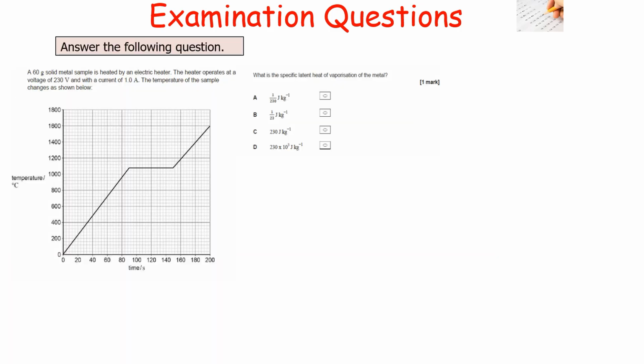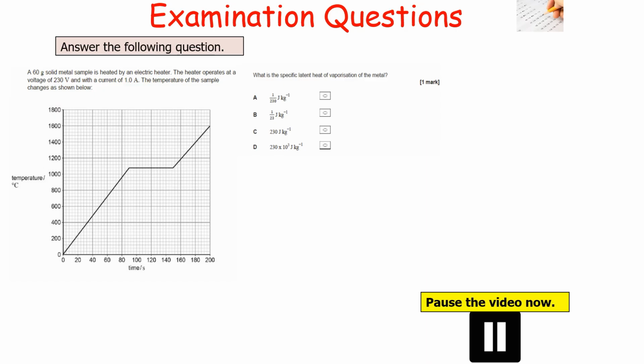The next question says, a 60-gram solid metal sample is heated by an electrical heater. The heater operates at a voltage of 230 volts and with a current of 1 amp. The temperature of the sample changes as shown before. What is the specific latent heat of vaporization of the metal? So pause the video now, then unpause the video when you want to go through your answer.